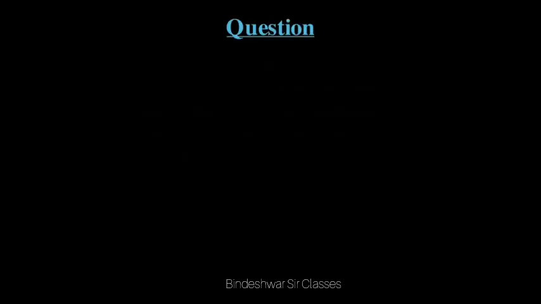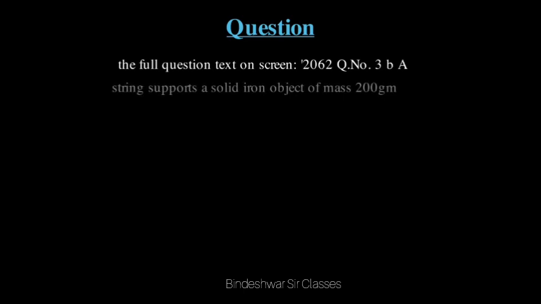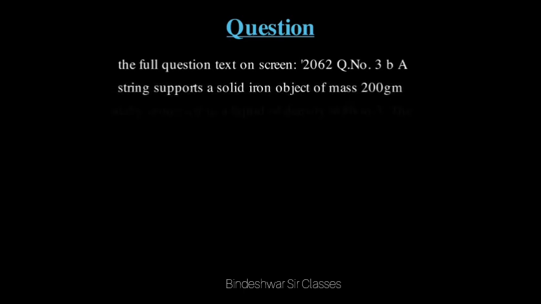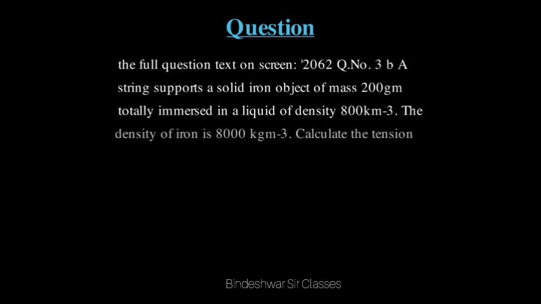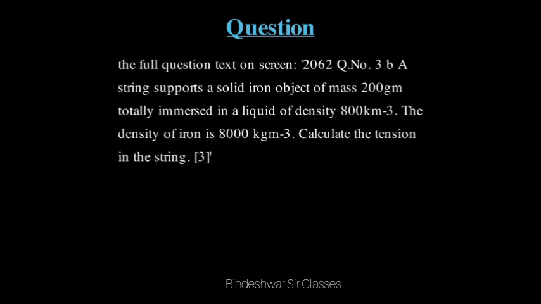Hello students! In this video, we'll be tackling a classic physics problem from the 2062 question paper, question number 3B. This is a 3-mark question. It states, a string supports a solid iron object of mass 200 grams, totally immersed in a liquid of density 800 kilograms per cubic meter. The density of iron is 8,000 kilograms per cubic meter. We need to calculate the tension in the string.